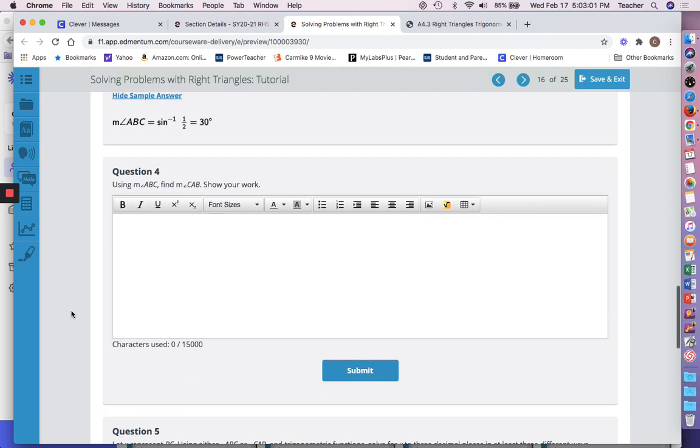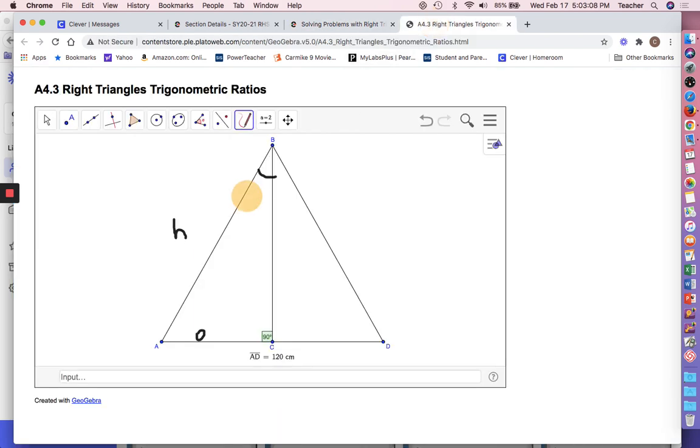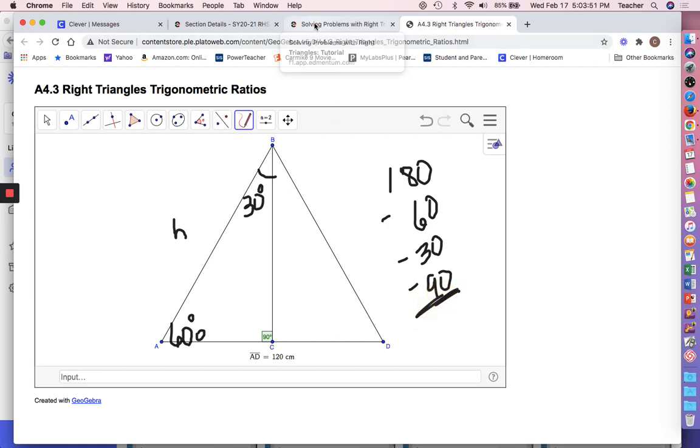All right, so let's see. Question 4. Using the measure of angle ABC, find CAB. Okay, so I already know this one's 30. All right, so 90, 30, and 60 make 180 degrees. So you just got to know that three angles of a triangle equal 180. If this one's 30 based on the math, and this one's 90, which was given to us, 180 minus 60 minus 30 minus 90. Yeah, that's it. So it's going to be 60 degrees.